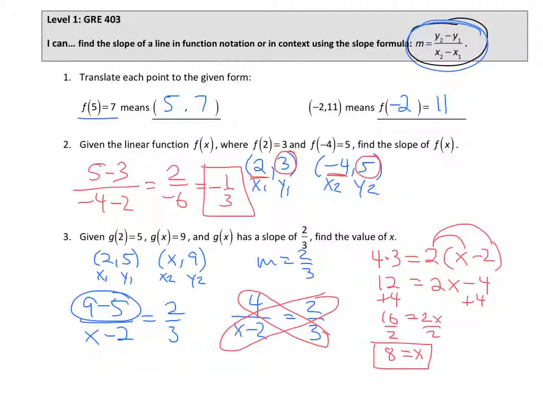And to check to make sure my answer works, I can go back to the slope formula and plug 8 in and make sure it works. So if I do 9 minus 5 over 8 minus 2, I get 4 over 6, which does reduce to 2/3, so it worked.